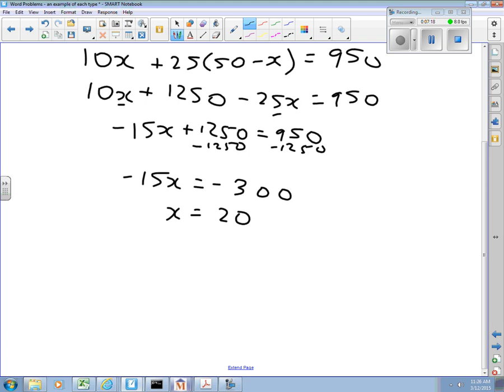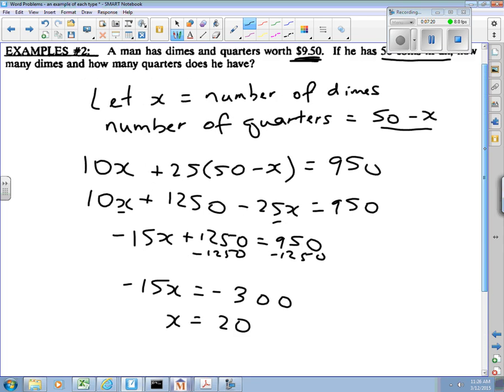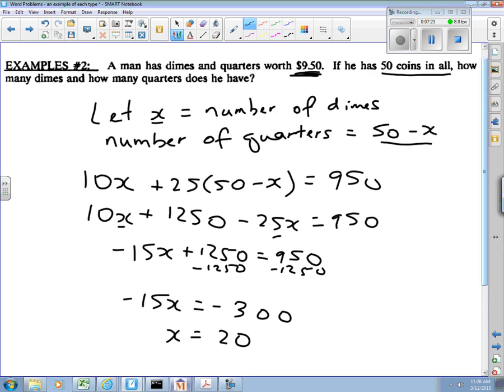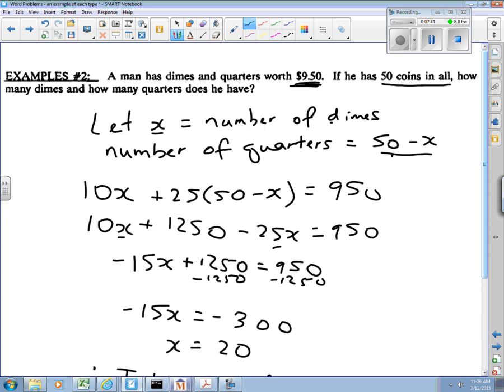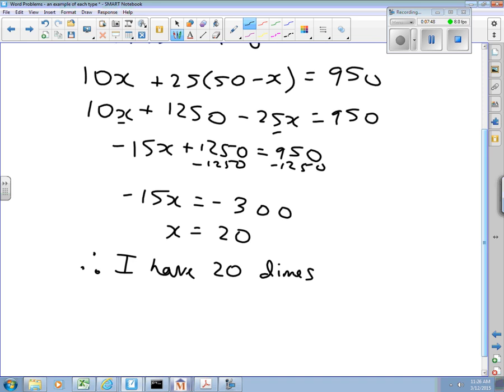X is 20. Now, what did X represent again? Go back to the top of my problem. X represented the number of dimes. So my conclusion will then say, therefore, I have 20 dimes. Okay. But I need to figure out how many quarters. What do I do again? Go back to there. I should have 50 minus the 20. So therefore, 30 quarters.